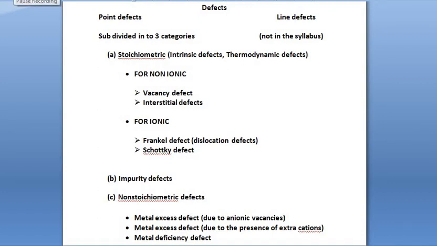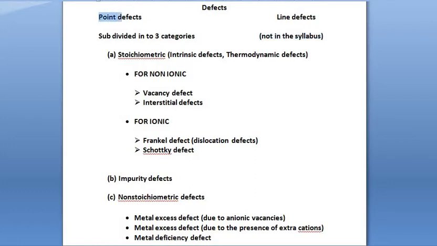Hello everyone, welcome back. In the last video lecture we saw imperfections in solids, that is, defects. We generally define defects as irregularities in the arrangement of the constituent particles. We have also seen that defects are of two types: one is point defect, the other is line defect. Line defect is not in your syllabus, so we are not going to discuss it in detail.